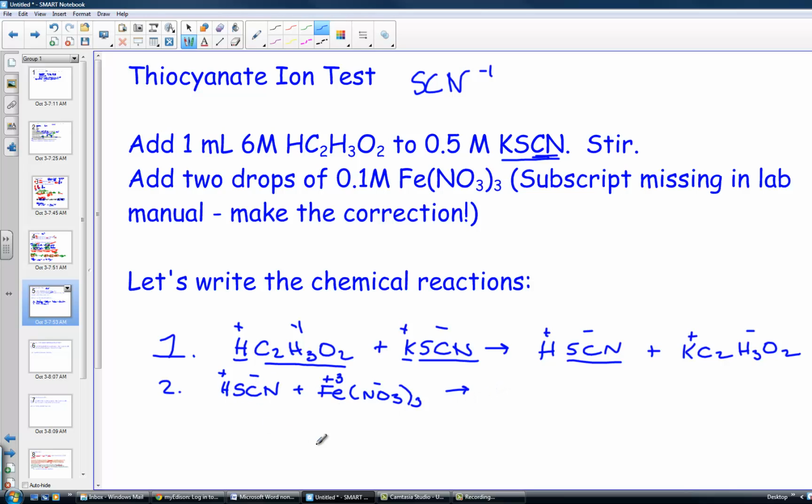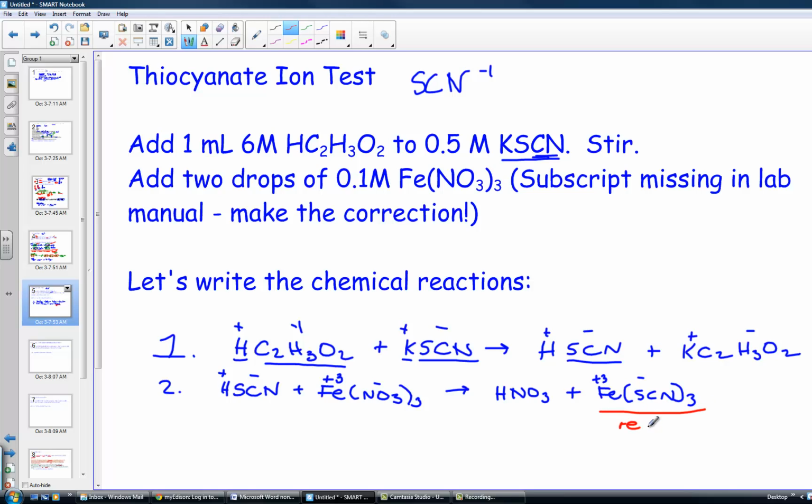Well, hydrogen goes to nitrate, HNO3, and the iron will go to thiocyanate. The iron is a +3. The thiocyanate is SCN -1. So we get Fe(SCN) taken 3 times. Alrighty. And this is the true chemistry happening to test for the presence of the thiocyanate.